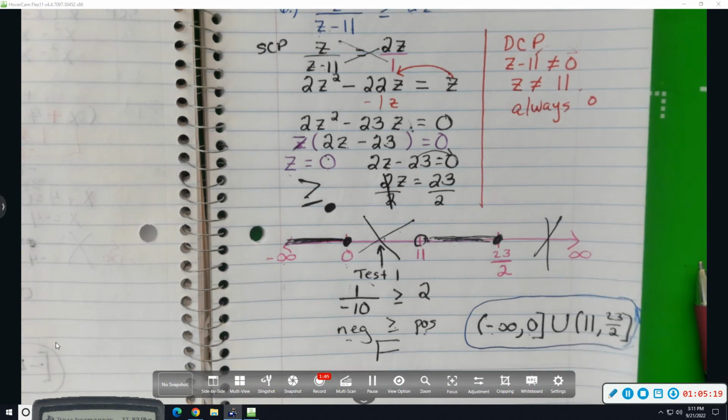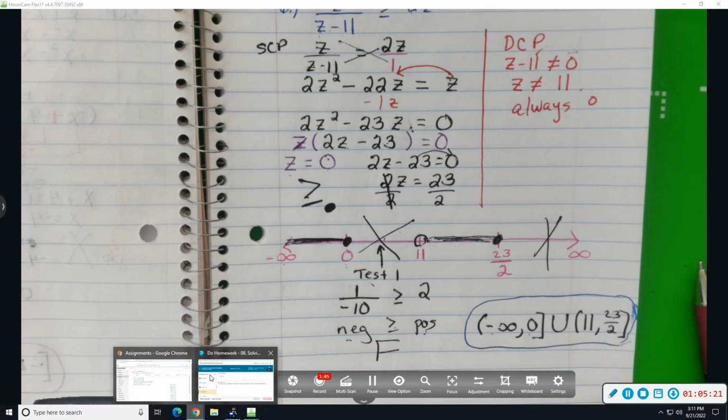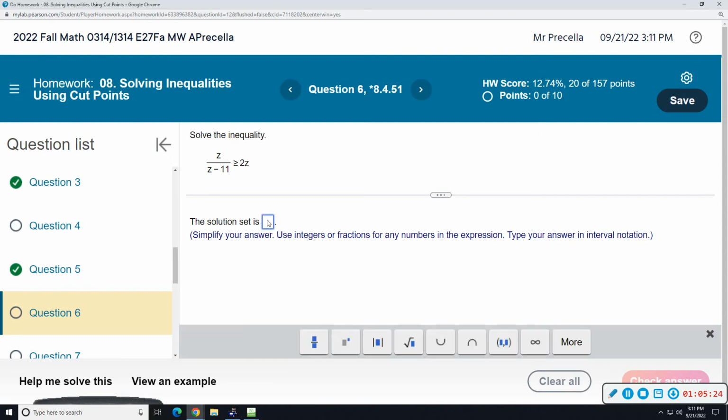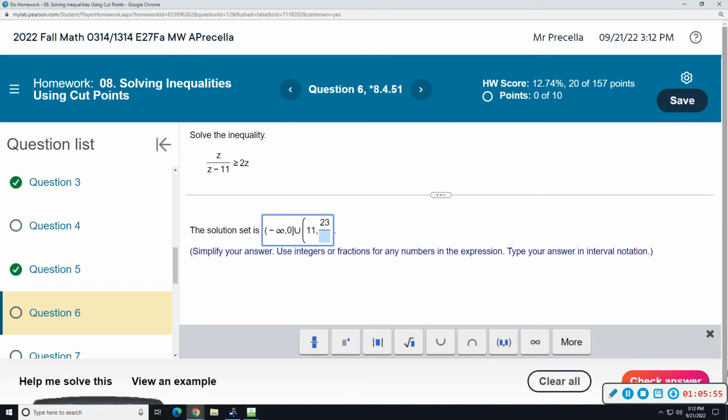Let me see. Parentheses, negative infinity. Oh wait, what did I do? I had a 9 instead of the parentheses. Negative infinity, comma, 0, bracket, union, parentheses, 11, comma, 23 over 2. Be careful.